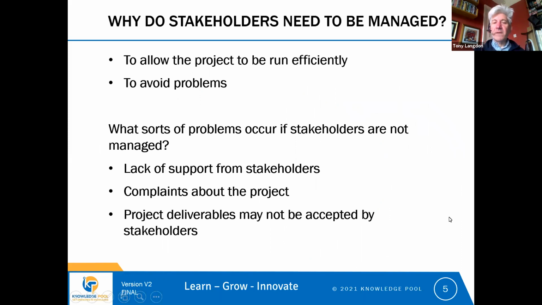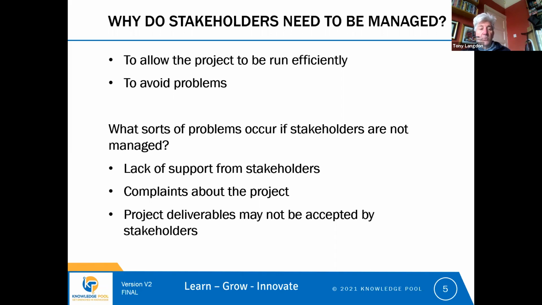So we need to think about, why do stakeholders need to be managed? Well, it's to allow the projects to run efficiently and to avoid problems. If stakeholders can engage with the project in a random fashion, the project is going to spend more time dealing with these engagements rather than delivering what it needs to. So managing stakeholder engagement allows the project to be efficient at stakeholder engagement. It means that we're doing stakeholder engagement as a planned activity rather than as a reaction to something that's happening.